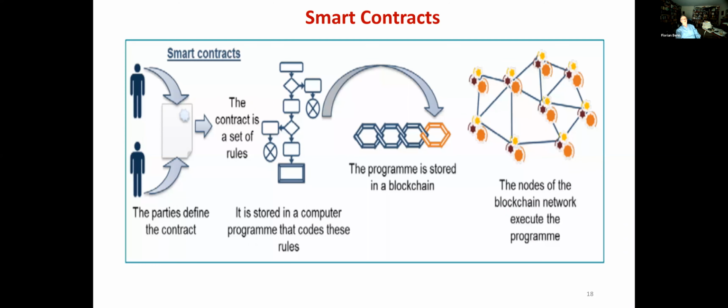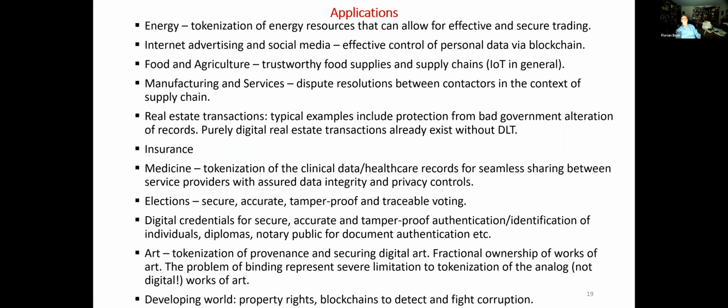Typically how that works is the two parties define the contract. The contract is just a set of rules. You can see here a flow chart: if this condition, if that happens, is it yes or no, it can go this way or that way. It's a typical flow chart of verification of a certain set of rules. And once they're verified, the program can be stored in the blockchain. And then it can be executed anytime the blockchain is invoked as a database.